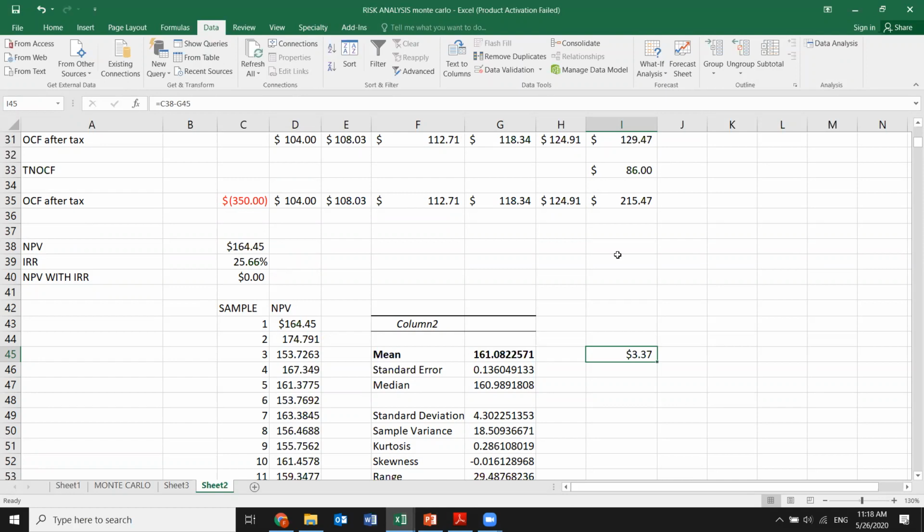This is the actual change between the actual NPV and the average NPV. So it's good. It's not that big. The smaller the number, the better the position of the company in terms of projecting the cash flows and getting the NPV. So that underlines the reliability and validity of the project actually.